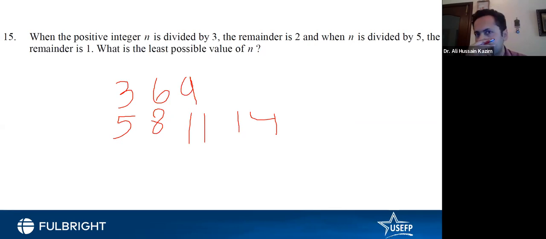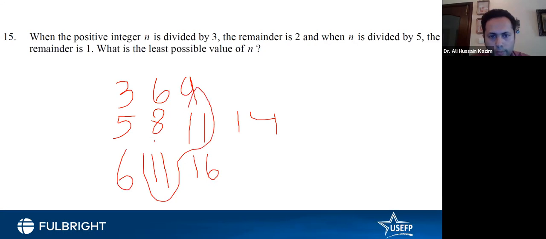Now the next condition is that the remainder is 1 when n is divided by 5. So similarly, 5 ones are 5 in the table of 5. If we divide by 5, we would get a remainder of 0. But now we are looking for a remainder of 1. So 5 multiplied by 1 plus 1, 5 multiplied by 2, 10 plus 1, 5 multiplied by 3, 15 plus 1. So the lowest possible value of n is 11.